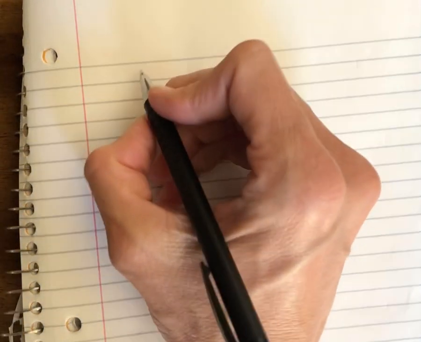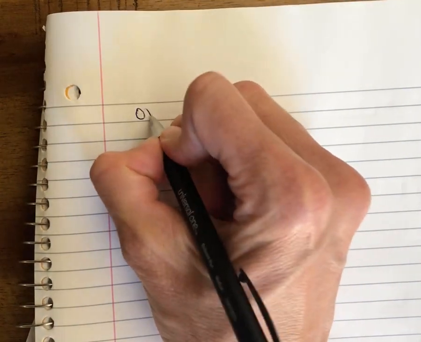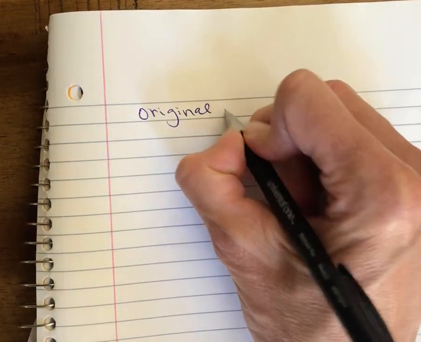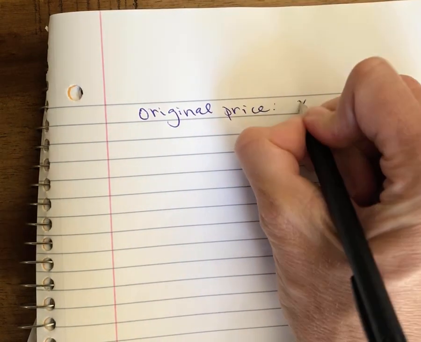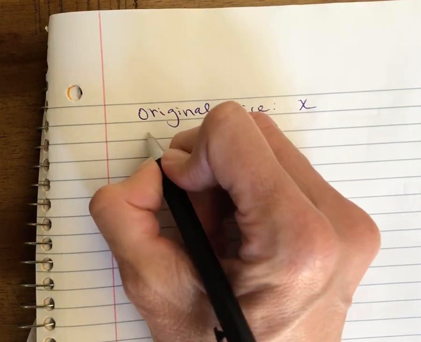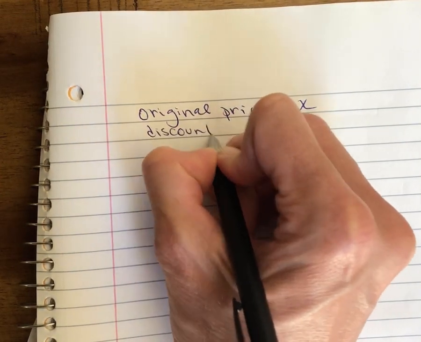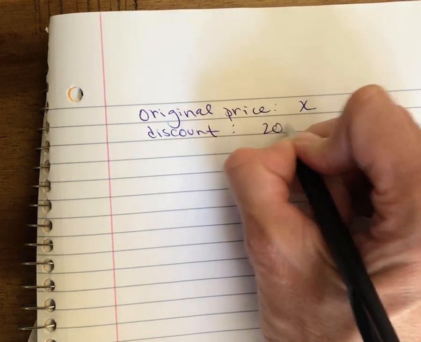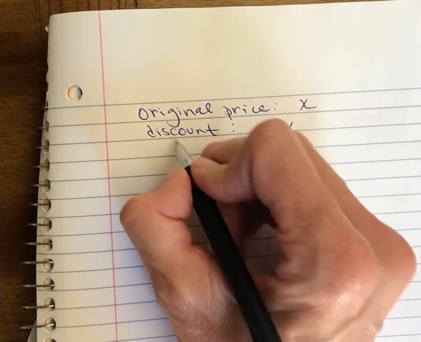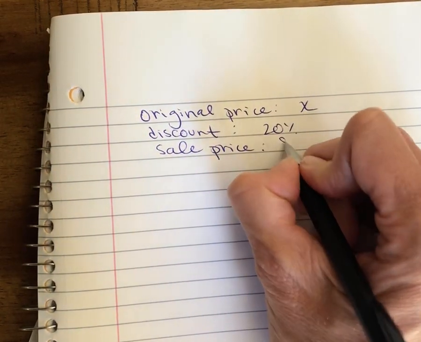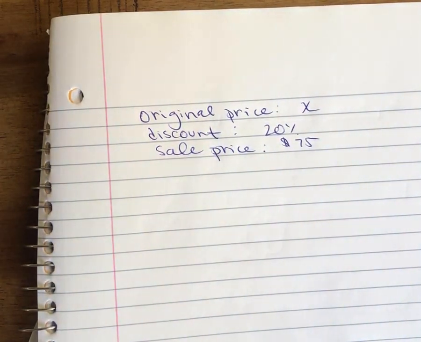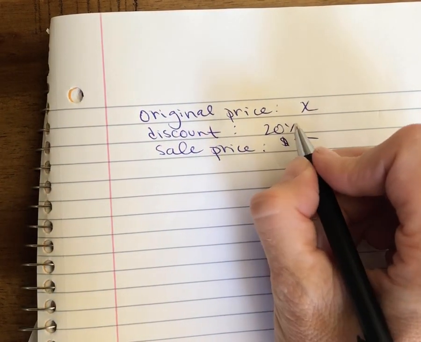One more. Number 15. Okay, so number 15, it gives us not the original price. It doesn't say the original price. That's our unknown. That's our X. Okay? It tells us that the discount is 20% and that the sale price is $75. Okay, so here's what I want you to remember, okay?